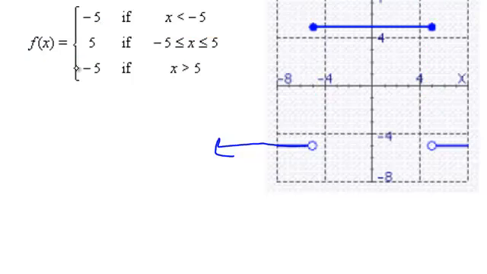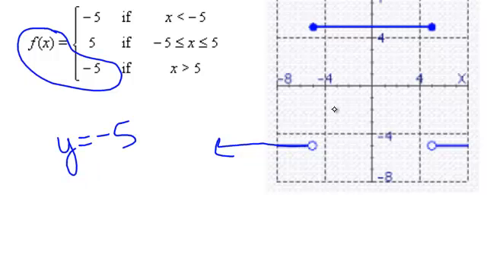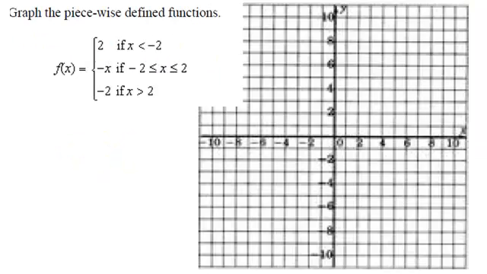And the last piece of this graph, y is equal to negative 5 again. I'm going back down here, but I only use this for those x's that are greater than 5. That's why this is the line. It goes on and on and on. But you'll see that it's only graphed for those x's that are greater than 5.